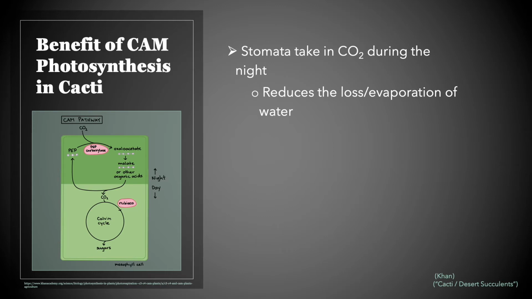The carbon dioxide taken in by the stomata, as stated by Kahn, is fixed into oxaloacetate by PEP carboxylase, the same step used by C4 plants, then converted to malate, or another type of organic acid, which is stored inside vacuoles until the next day. The 2019 Cacti/Desert Succulents article further explains that the CAM process includes a way of chemically storing the carbon dioxide until the sun comes out, since glucose can only be produced in the presence of sunlight.